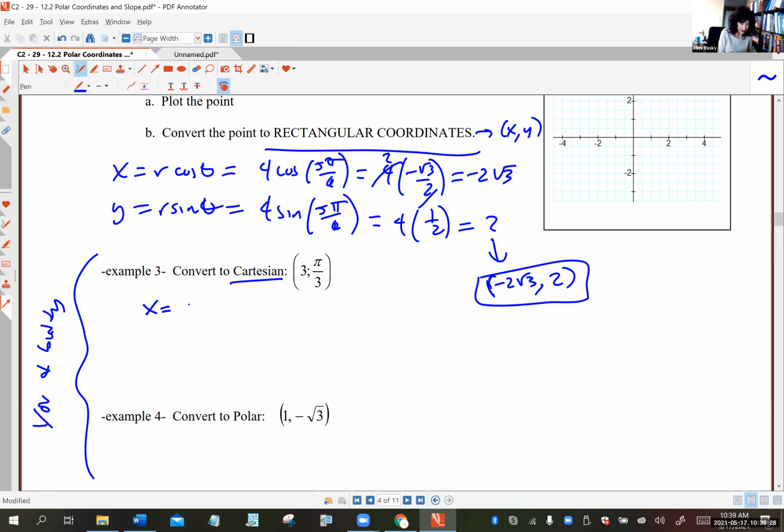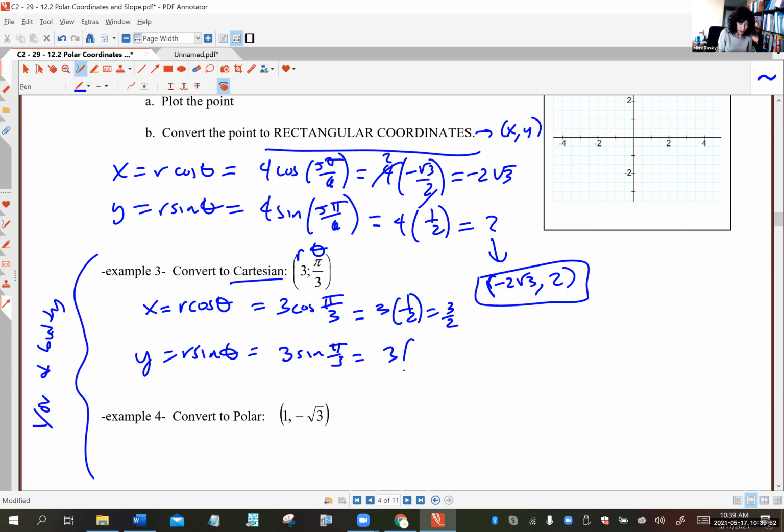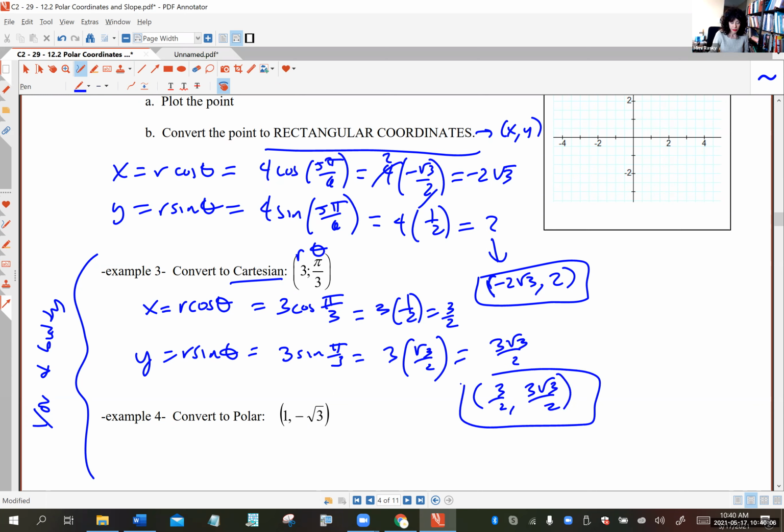So for example 3, since x is equal to r cos theta, and they gave you an r and a theta, what is 3 cos of pi thirds? That's pretty much all they were really asking you for. I think that's 3 times a half, which is 3 halves. So y is our sine. And this is where you get those yucky radicals. So your final answer here, if you put in ordered pair format, and usually they want you to, is that. Everybody okay with that?